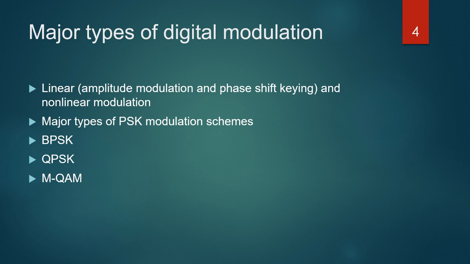The two major types of digital modulation techniques are linear and nonlinear modulation. Although the linear modulation technique is susceptible to more fading, it has higher spectral efficiency when compared to nonlinear modulation, which is naturally more robust to corruption and fading.